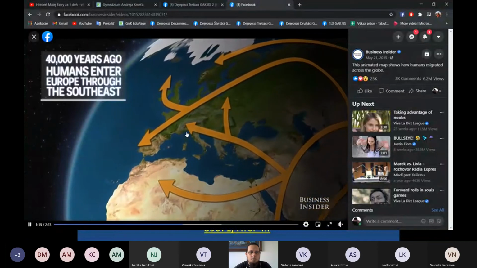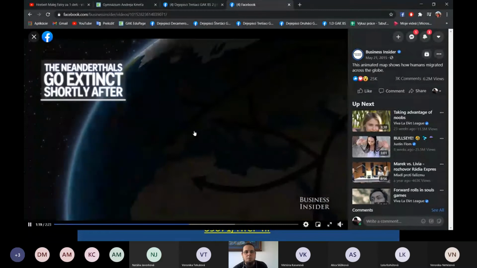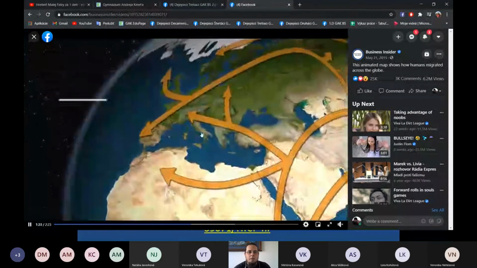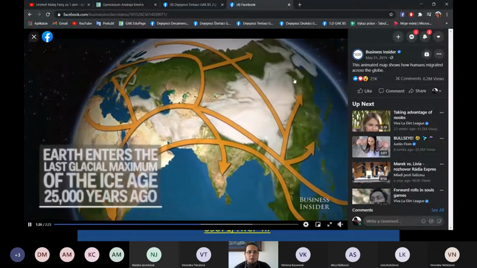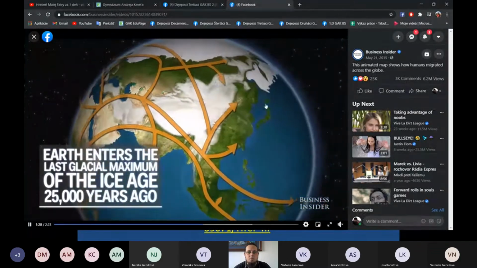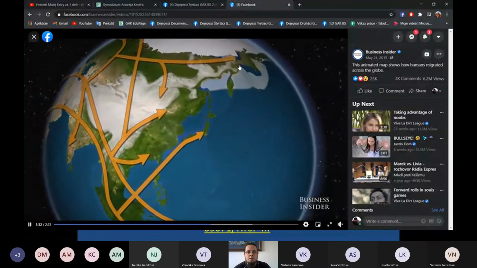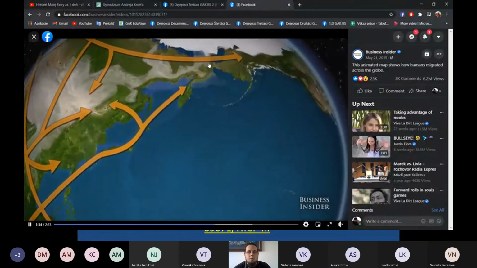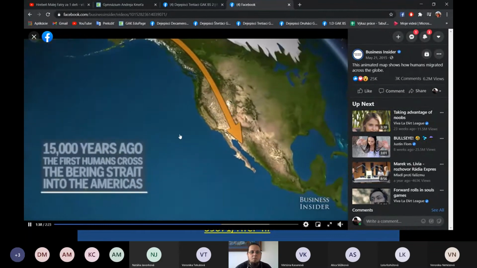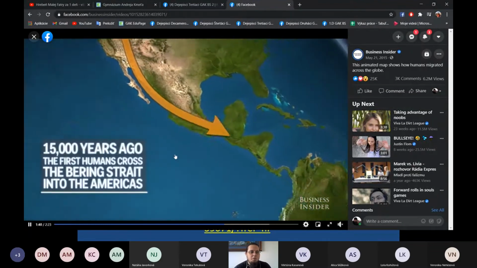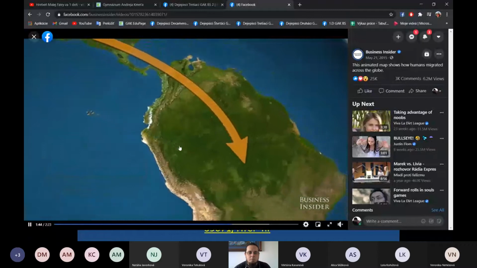So this is 40,000 years ago, and Neanderthals go extinct shortly after. Okay, so these are Cro-Magnon people. As you can see, the ice cap is growing and the sea level should be decreasing. And during this period, they counted that this ice bridge was not an ice bridge but a land bridge. So this is new: 10 or 15 years ago, we didn't have this knowledge. We didn't have this proven.